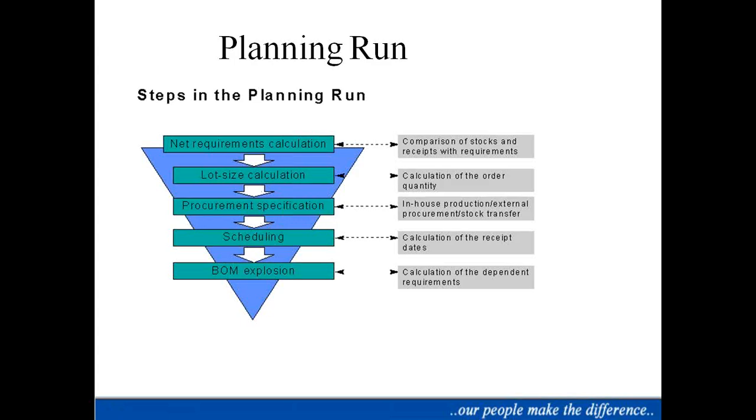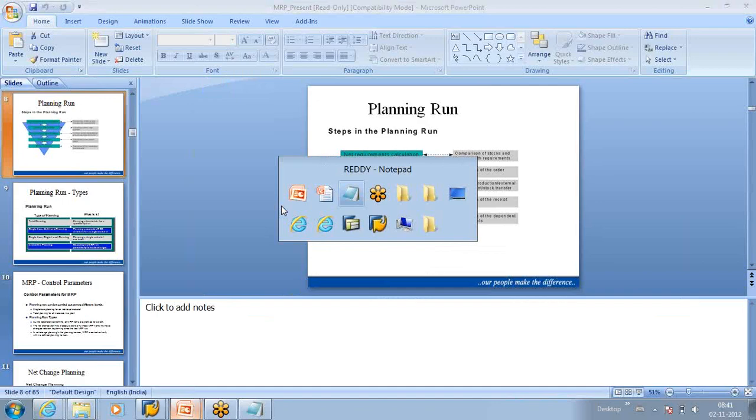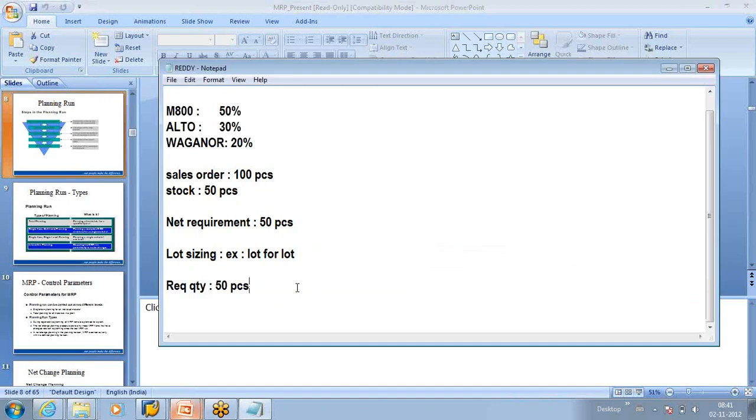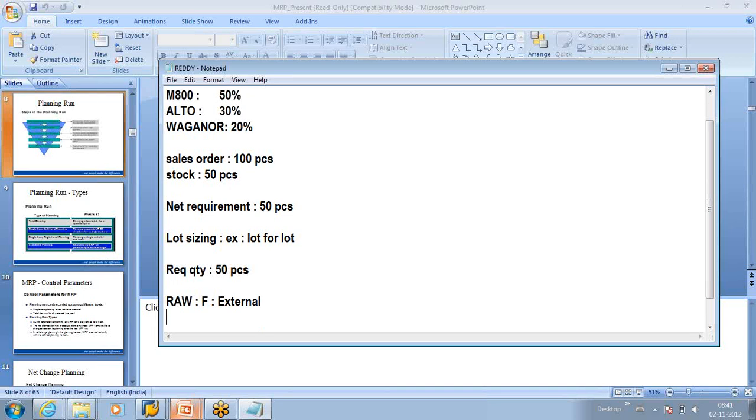Right, Chandra? Yeah. So, for example, this is the raw material. Generally for raw materials, the thumb rule followed is that the procurement type is F, which is external procurement. F indicates external. The meaning of F is nothing but external procurement, in the sense I am buying it from outside.